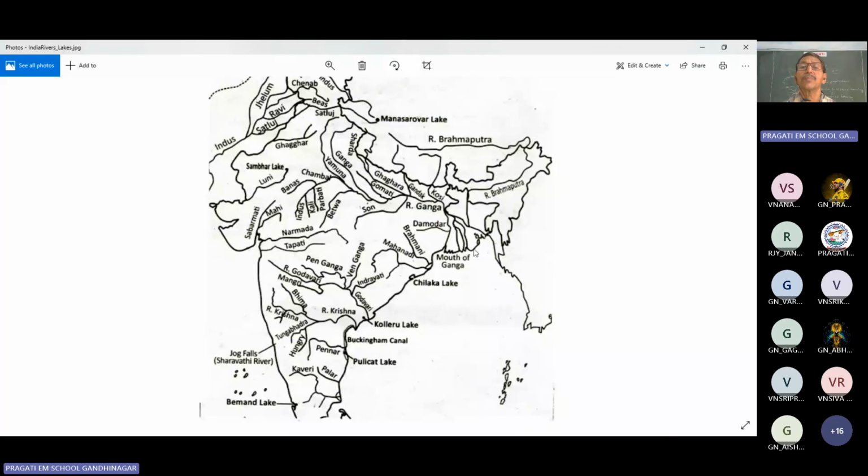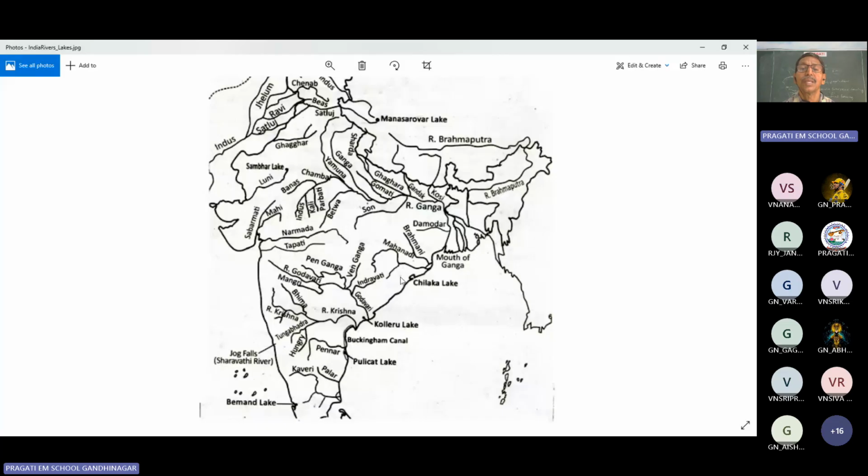Here Brahmaputra, again it is joined by the Ganga River, where it is called the Padma River in Bangladesh. River Ganga is called the Padma River. Its curve, see, it is called the Padma River in Bangladesh. Here it is River Brahmaputra. The joint stream of Brahmaputra and Ganga is called the Meghna River. Here, see the joint stream. It joins the Bay of Bengal to the east of Bangladesh.